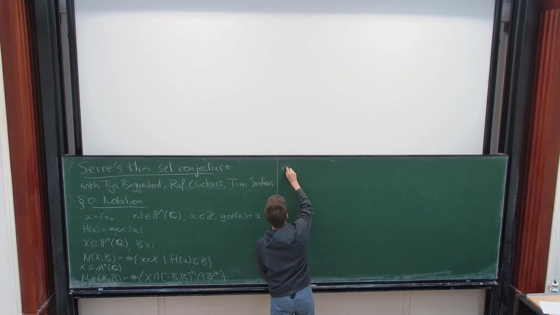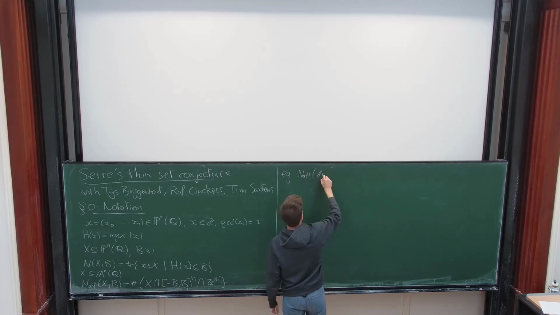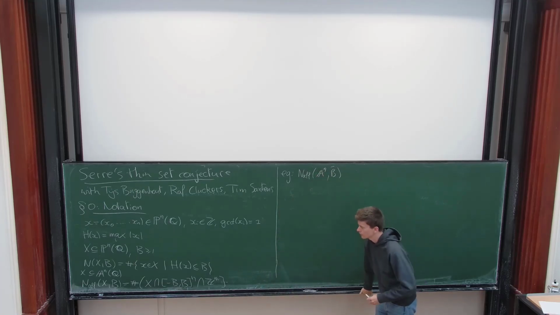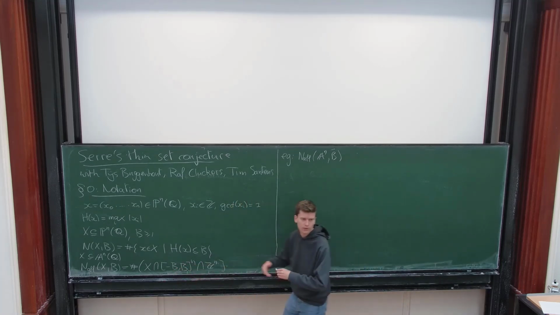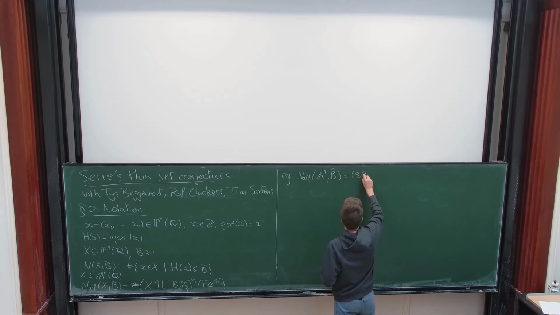The easiest one is if you look at counting on all of A^n. What is this? You just have n integers. They must lie between minus B and B. So this is (2B+1)^n.